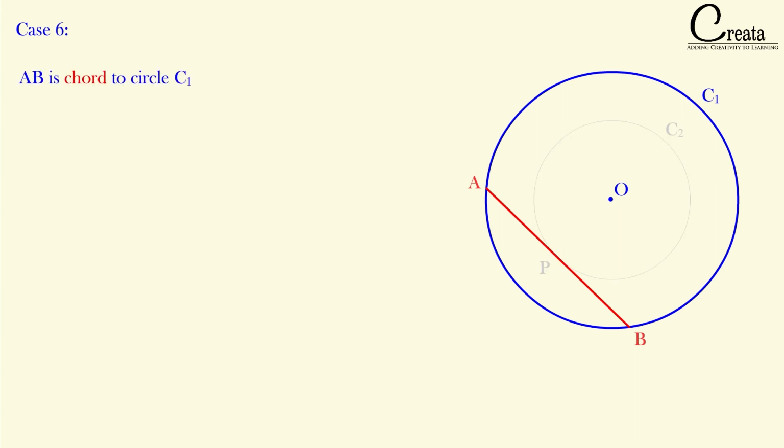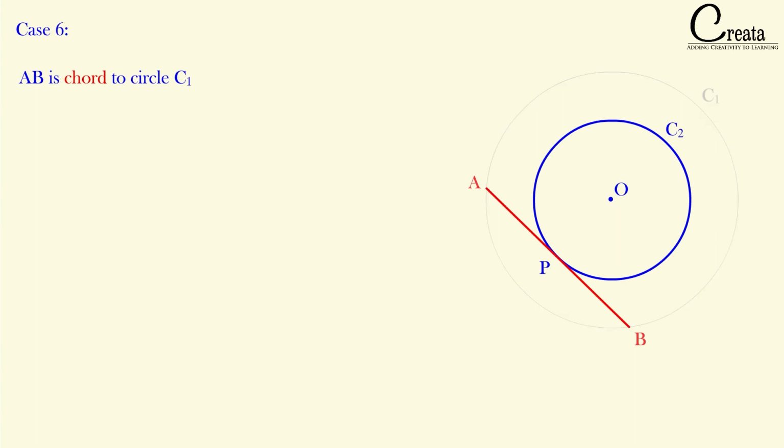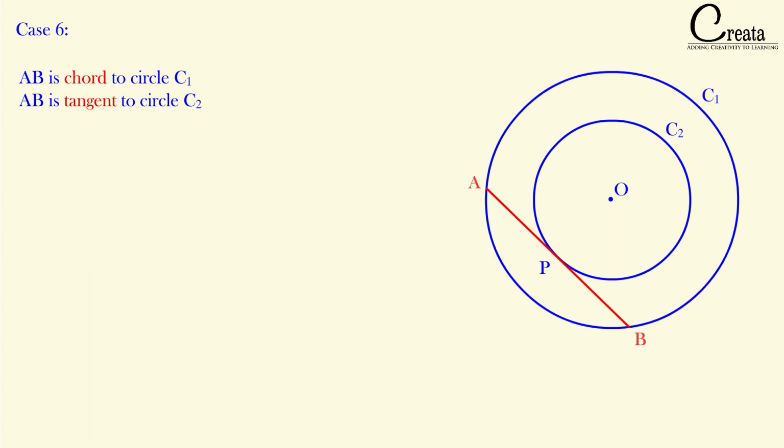What is a chord? A chord is a line segment which touches the circle at 2 points. And this same chord AB is acting as a tangent for the circle C2. And what is a tangent? A tangent is a line which touches the circle at only 1 point. So AB is touching the circle C2 at only the point P. So AB is a tangent for circle C2 and AB is a chord for the circle C1. So this is an important concept, you should know it.